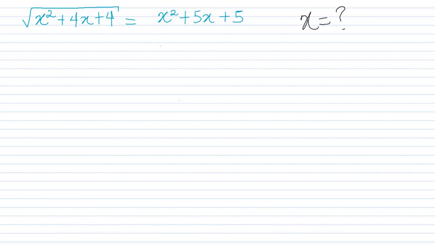Today we're going to be working on the question, which is the square root of x squared plus 4x equals to x squared plus 5x plus 5.